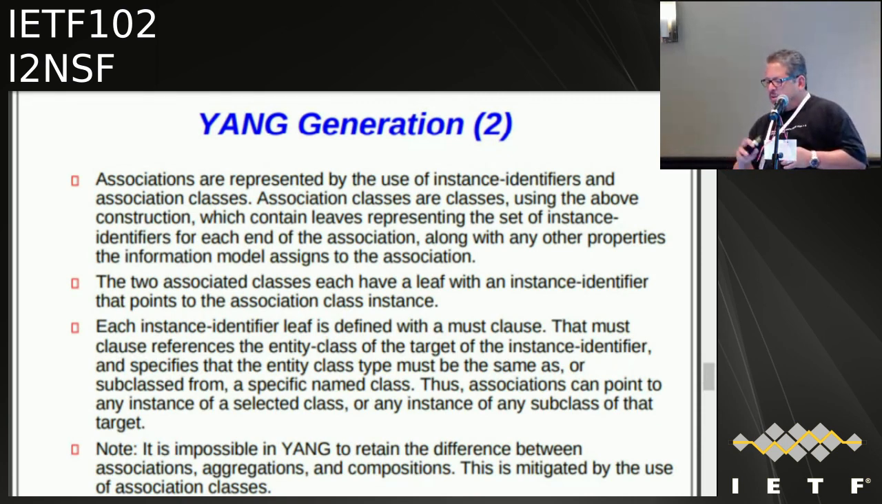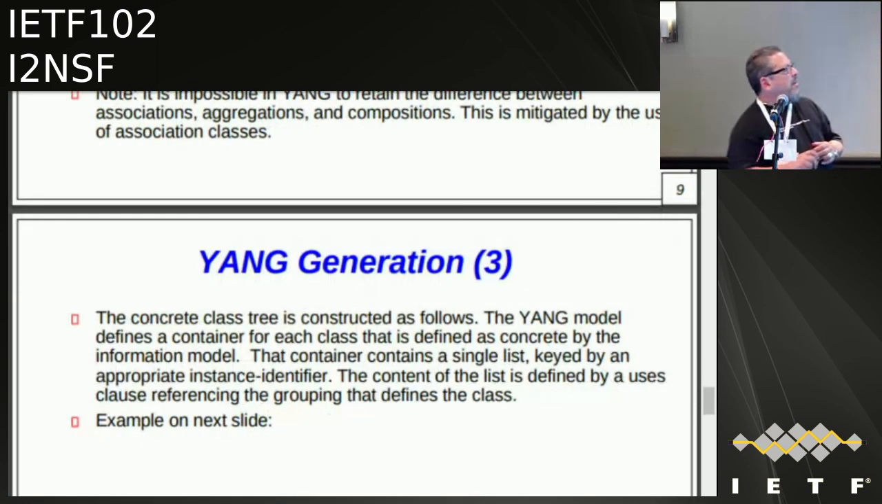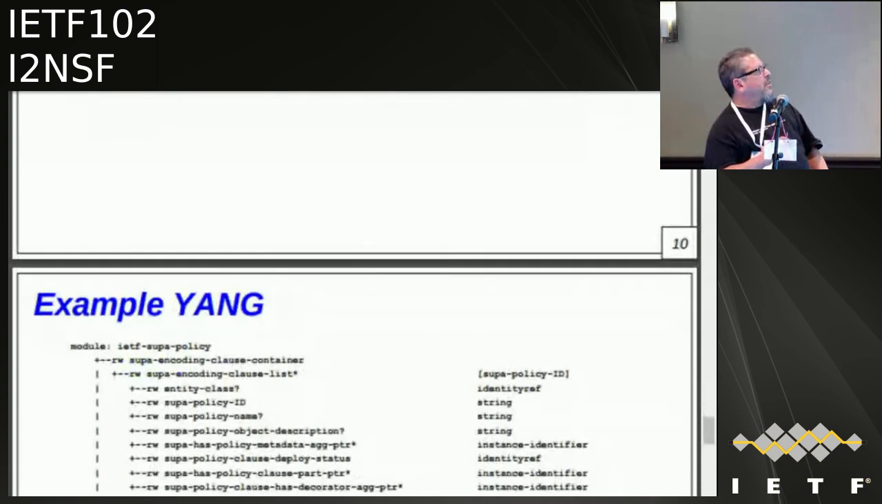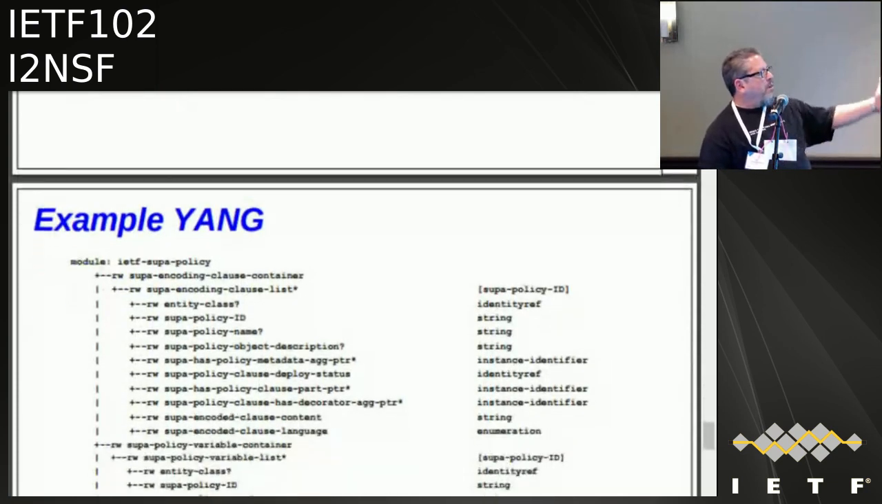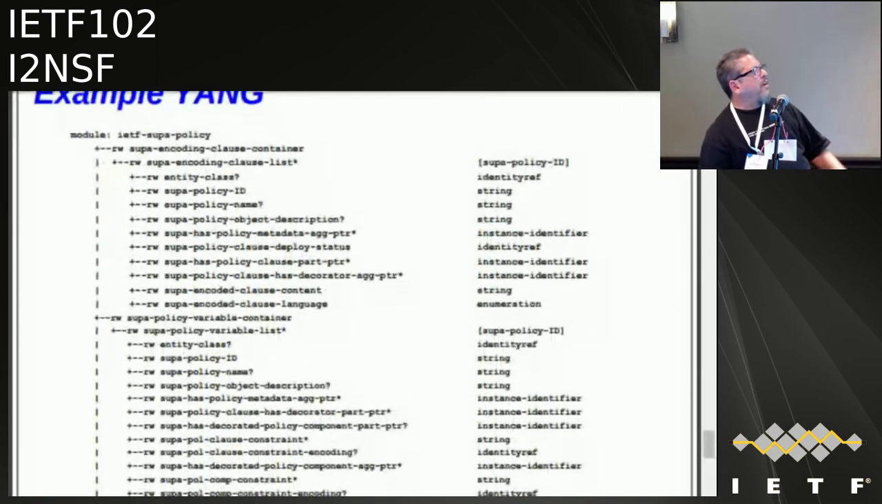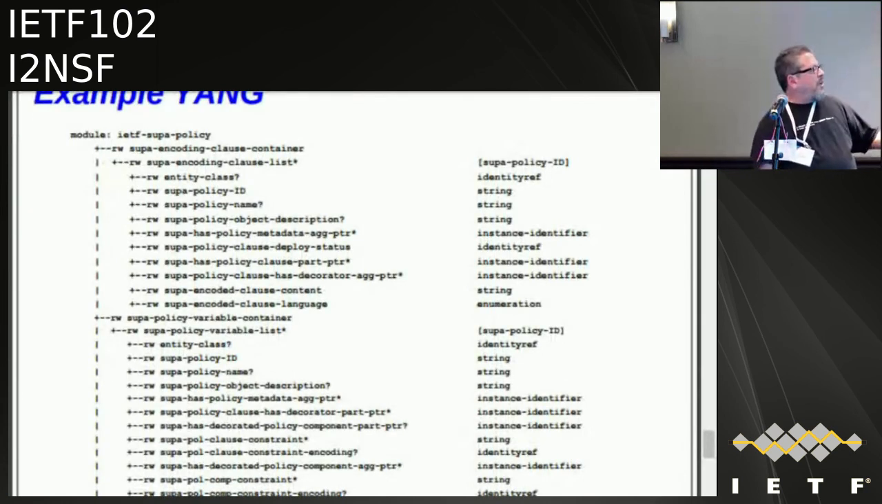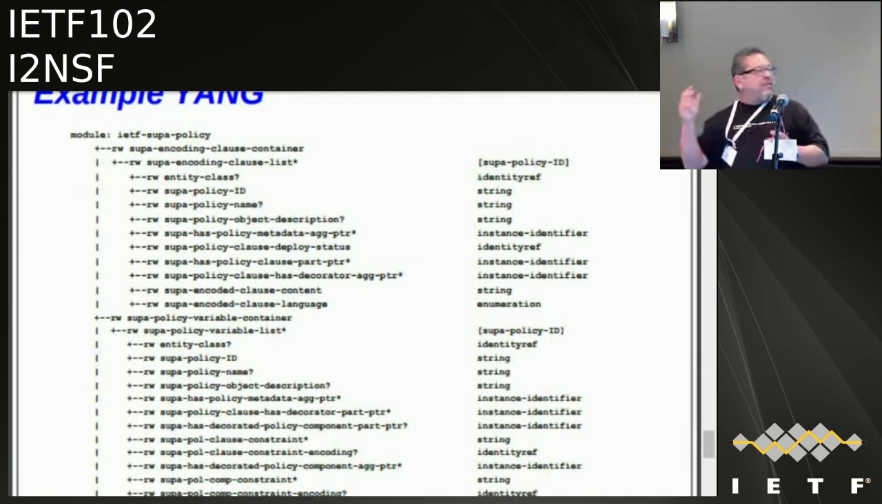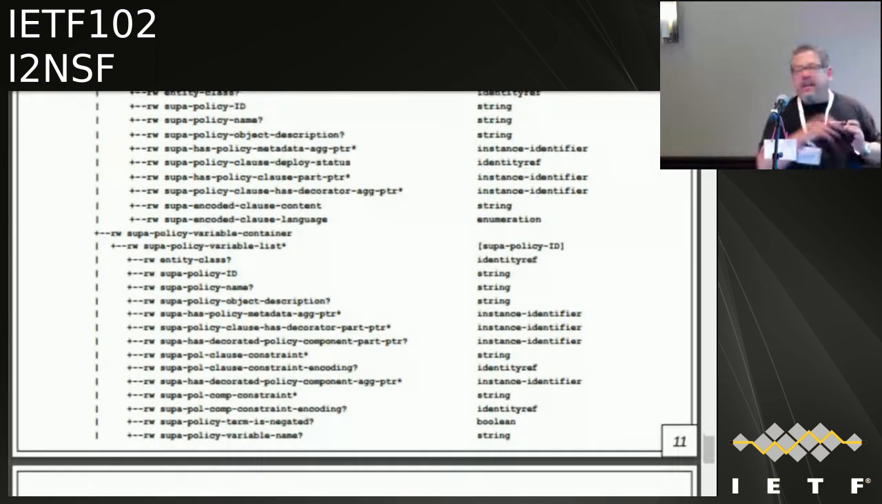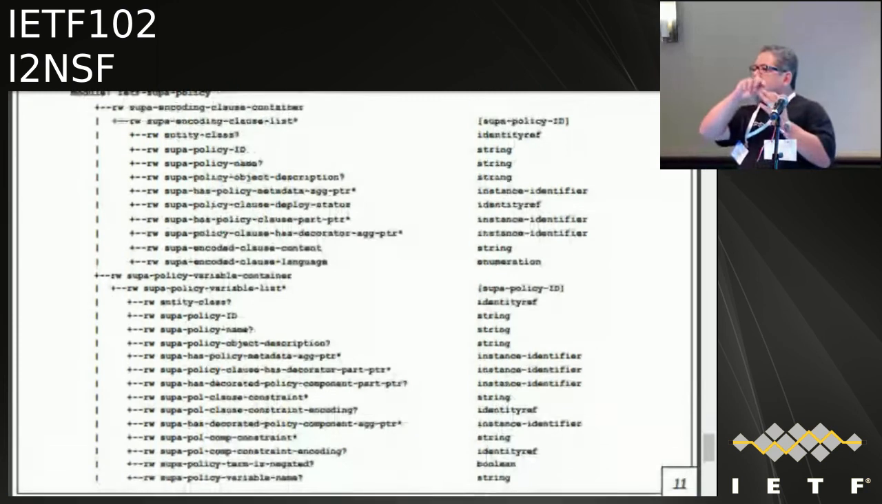I can skip the rest of this since we're out of time. And this is just an example of what something like this would look like following these rules. When you see PTR, that's just an instance identifier that is implementing one end of an association between an object and the association class.